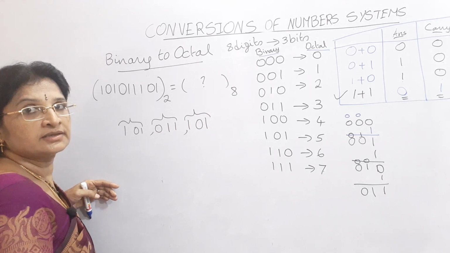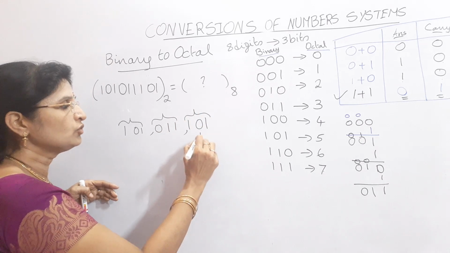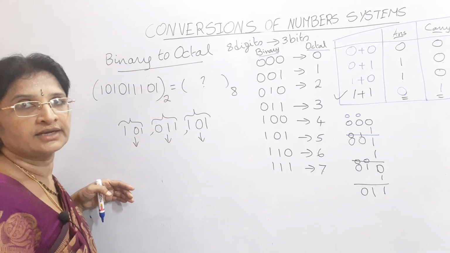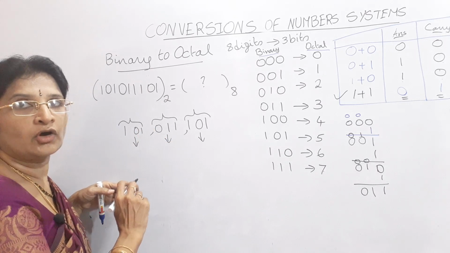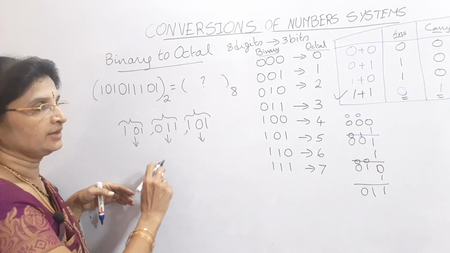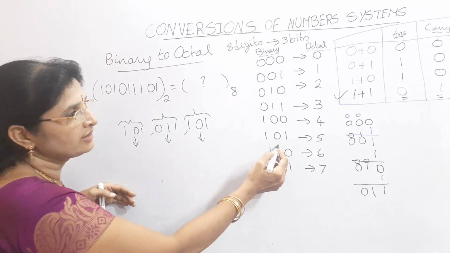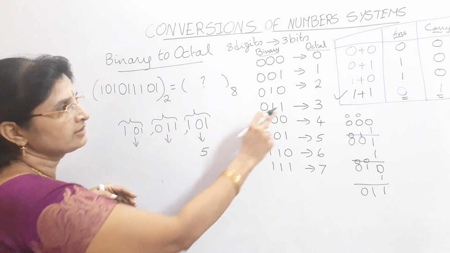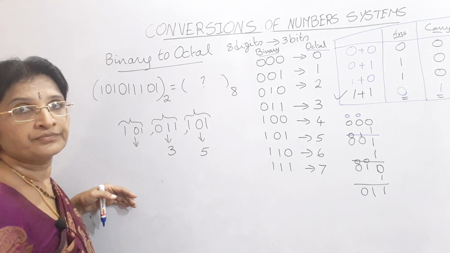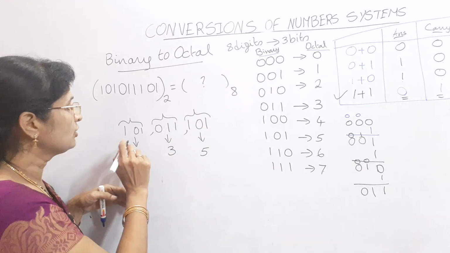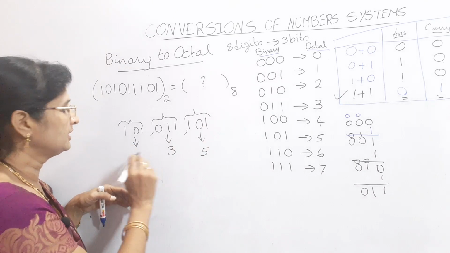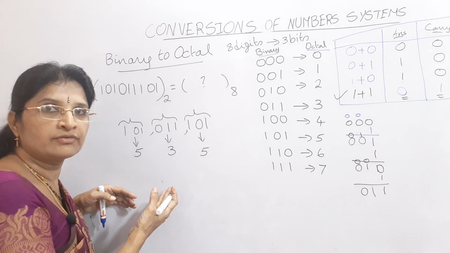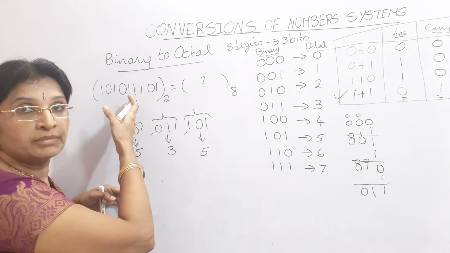Did you understand this? So now you have to write the equivalent octal number for all these 3. So what is the value of 101? It is 5. What is the value of 011? It is 3. Okay. What is the value of 101? It is 5. Now finally you got the octal number for the binary number.